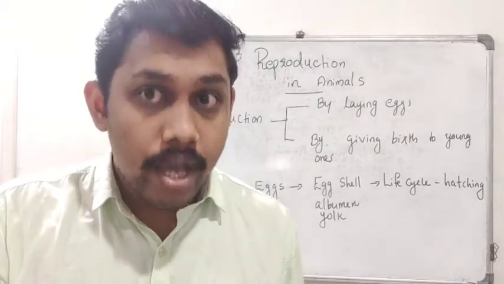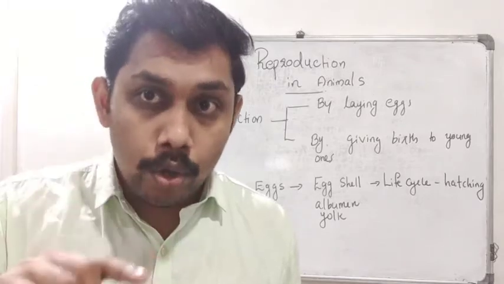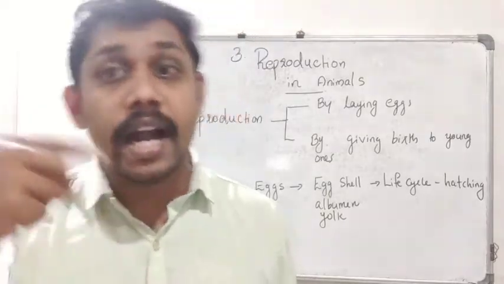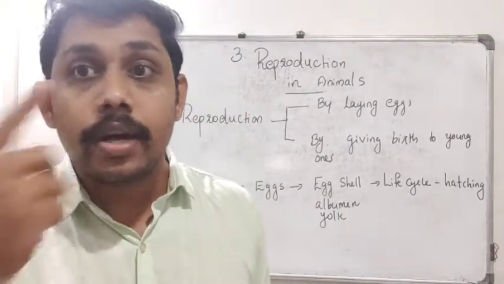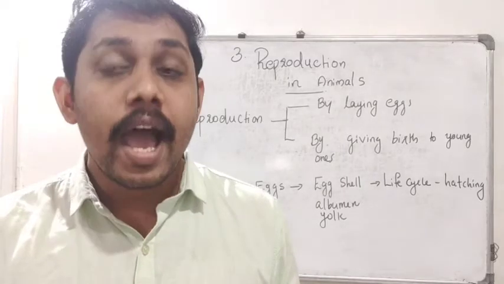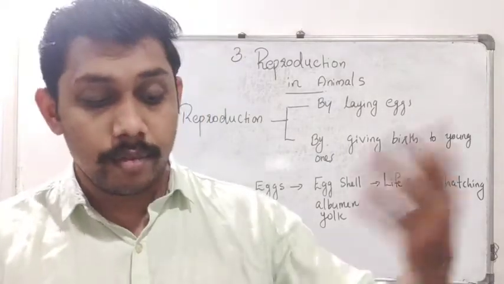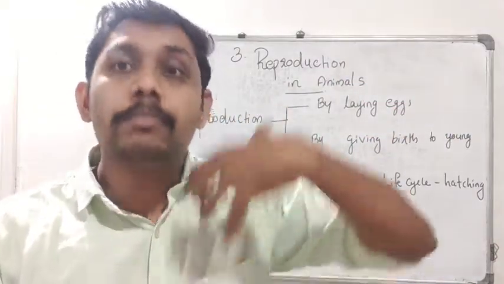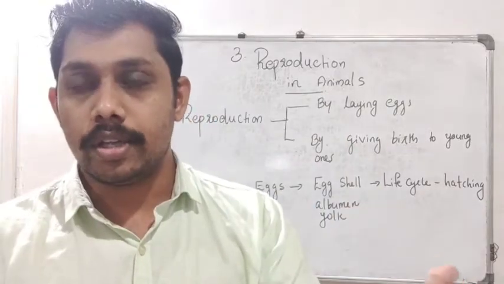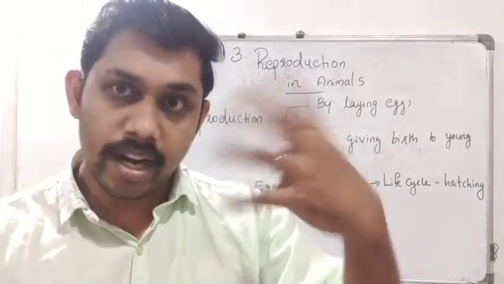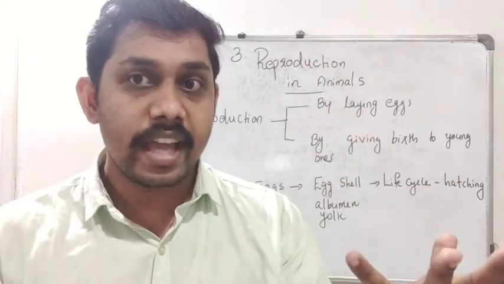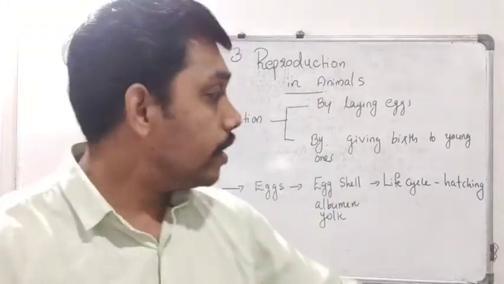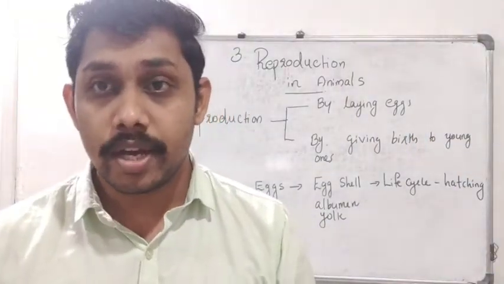The development of an animal from the embryo to the adult is called the life cycle. After the development, the chick in the egg is fully developed. It comes out from the egg by breaking the eggshell. That process is called hatching.